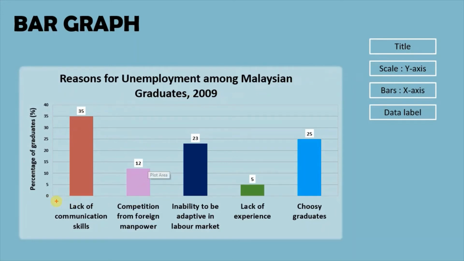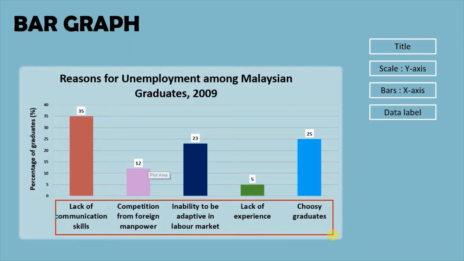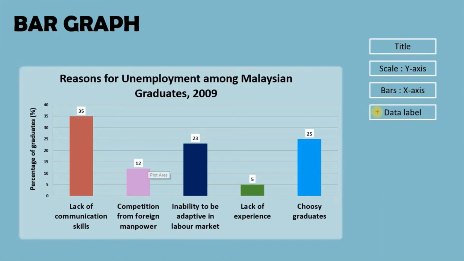At the x-axis, there are different bars with different colors, and the different bars have different categories like lack of communication skills, choosing graduates, and so on. When you create your graph later, it is useful for you to put the data labels too, because they will help you as a presenter and the audience to quickly understand the data being presented.